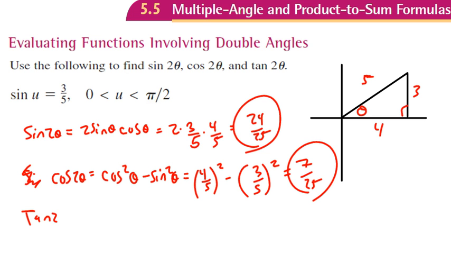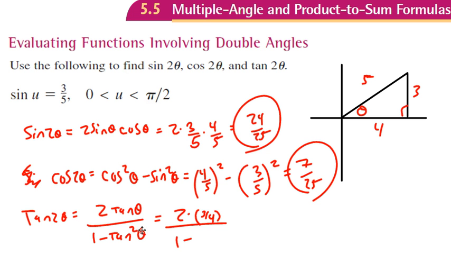Last but not least, tangent of 2 theta. So we're going to do 2 times tangent theta all over 1 minus tangent squared theta. So 2 times my tangent, opposite over adjacent. So that's times 3/4 all over 1 minus tangent, again 3/4 squared. So doing all that mumbo jumbo, you get 24/7.